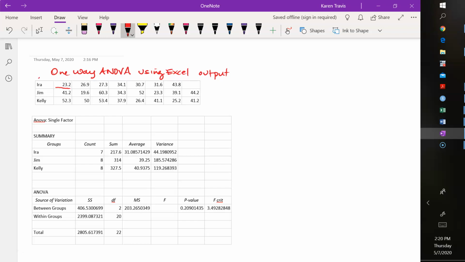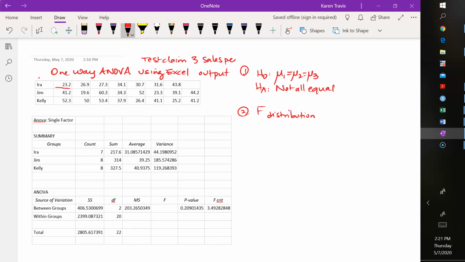So we have 3 different individuals, so for our null, we're going to test whether the average markup is the same for all 3 salespeople. Next, we recognize that we need to use an F distribution because it is a one-way analysis of variance. I'm going to write here, test the claim, 3 salespeople have same average.